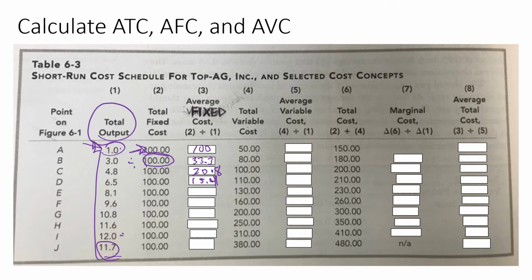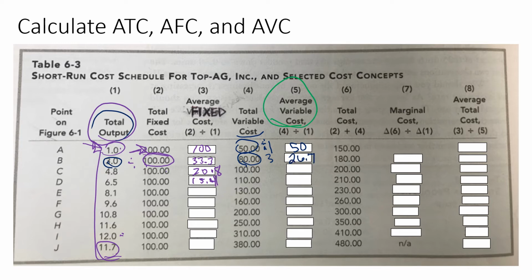So if we're trying to figure out average variable cost over here, it's a very similar way to calculate it, except we are taking total variable cost divided by the total output. So in this case, we have 50 divided by 1, because the total variable cost at this point is $50, divided by only 1 unit of output, so it's going to be 50. Our next one, we have 80 divided by 3, because at point B we're producing 3 units of output.